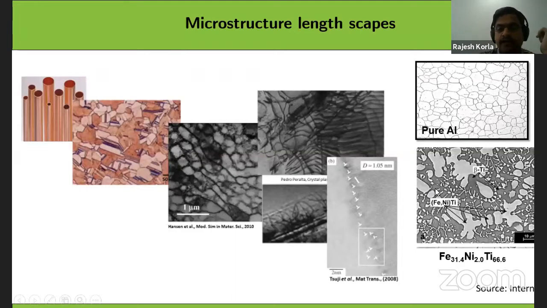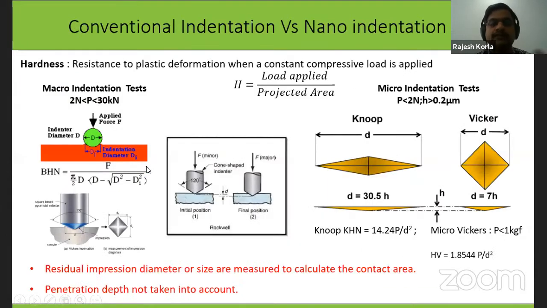And then, can we do it with normal indentation? Basically, this is macro indentation testing, which people generally use. There are different indentation techniques. First, hardness can be classified into three different types. One is scratch hardness, which I'm not going to talk about. Then there is dynamic hardness, or rebound hardness, which I'm also not going to talk about. And the third one is indentation hardness.